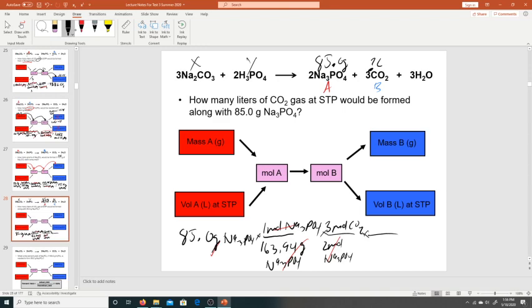Now our goal here is to find the volume of gas at STP. So 1 mole of CO2 is 22.414 liters of CO2. So 85 divided by 163.94, times 3 divided by 2, times 22.414, and that is, to 3 sig figs, 17.4. So we get 17.4 liters of CO2 for that one.